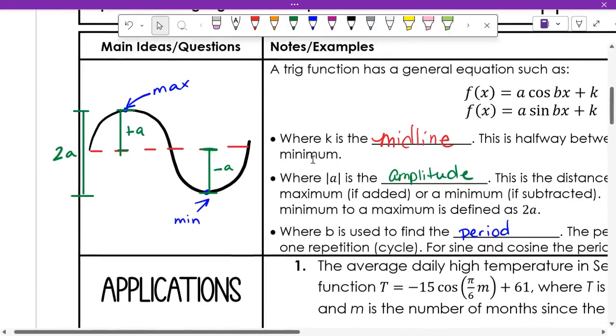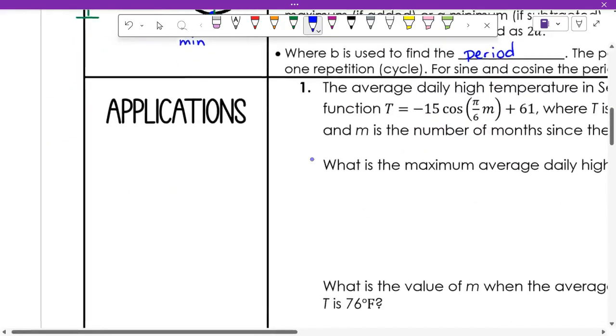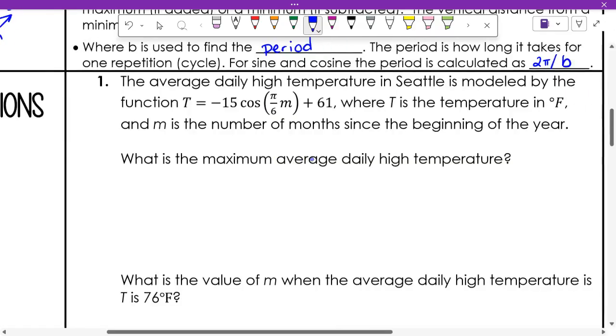If I look at this graph right here, and I wanted to find my maximum, as I have marked right here, I'd find a maximum by taking whatever my midline is and adding my A value to it. If I was trying to find a minimum, I would take my midline and subtract the A. But again, when I'm talking about the A, I'm talking about the absolute value of it. That's an important case here, because if I didn't use absolute value, I'd be subtracting, but that's not what I need to do.